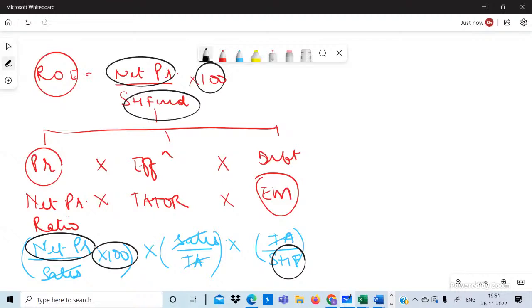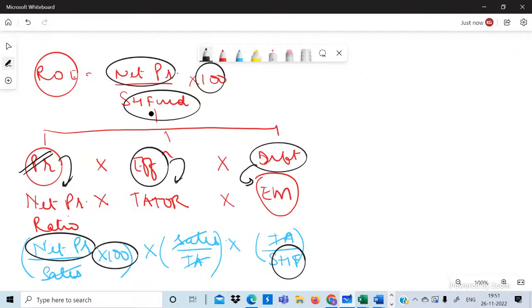So return on equity depends on 3 factors. If you're looking at a 3-factor DuPont analysis, one is your profitability, which gets captured by net profit ratio. One is efficiency, which gets captured by your total asset turnover ratio. And one is debt, which gets captured by equity multiplier. So equity multiplier will tell you whether you have too much debt or a little bit of debt. Any doubt with the DuPont analysis?